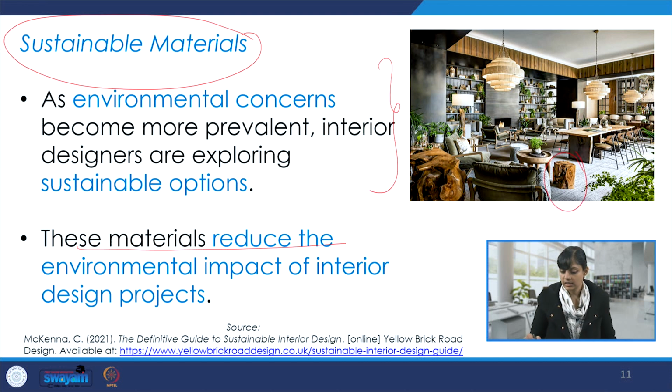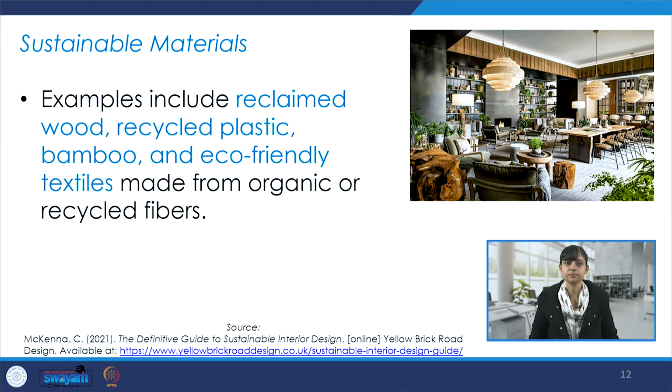So, whether it's reclaimed wood or a recycled material palette, or something eco friendly like a fabric or paper, or something which is reclaimed, all of these materials are getting more and more utilized and demonstrated through interior design practices. Examples include reclaimed wood, recycled plastic, bamboo, eco friendly textiles, which could be made from organic or recycled fibers, interesting applications of even cotton, and so on.